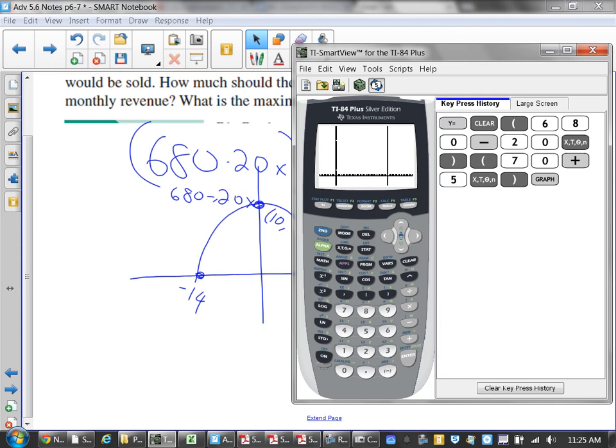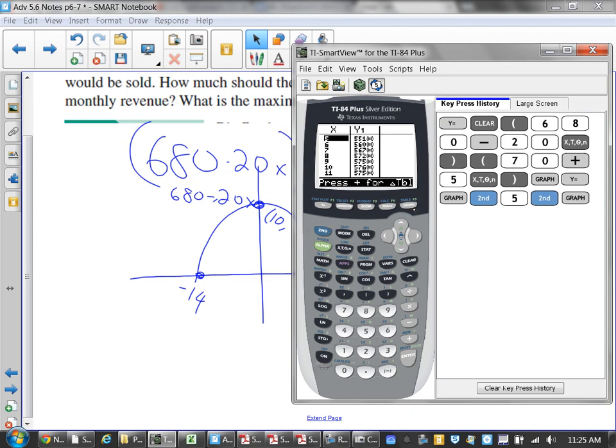Knowing what we know about where it's going to be placed, I know that at 10, just from working with those two zeros real quick, when the x value is 10, my y value is at its maximum. So just go to your table, and go to 10. At 10, it's 57,600. Okay? Your table will do that for you.